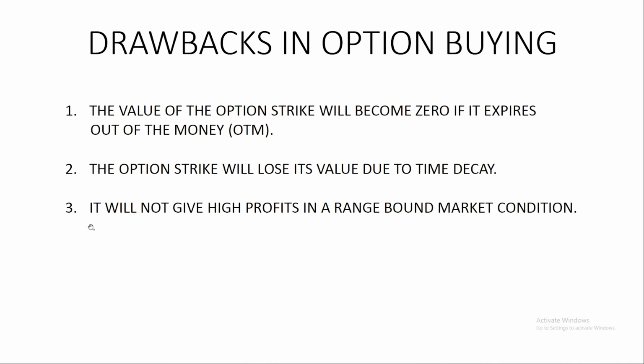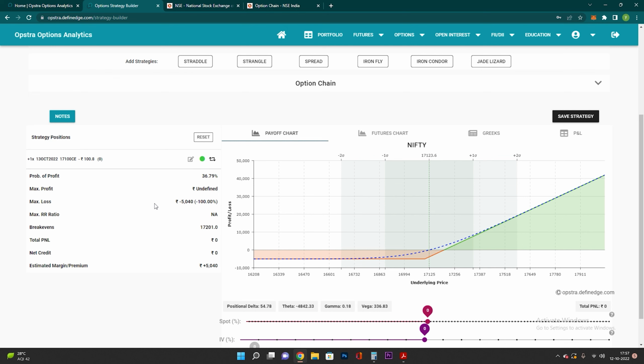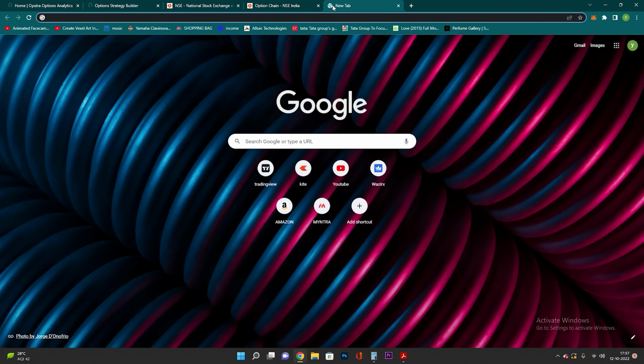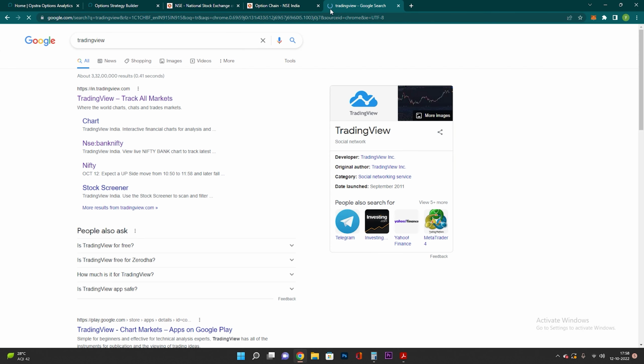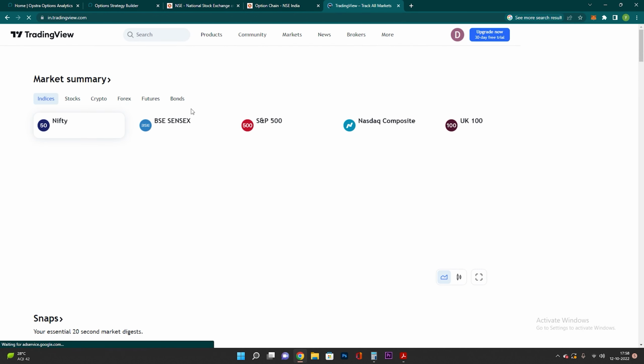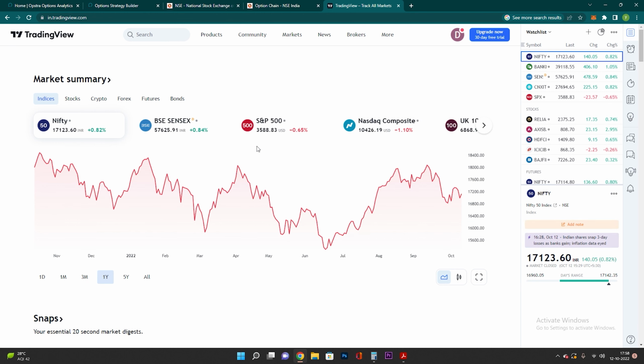And the next drawback is that it will not give you high profits in a range bound market condition. So for example, the market starts here. Just a moment, I will show you in Nifty.